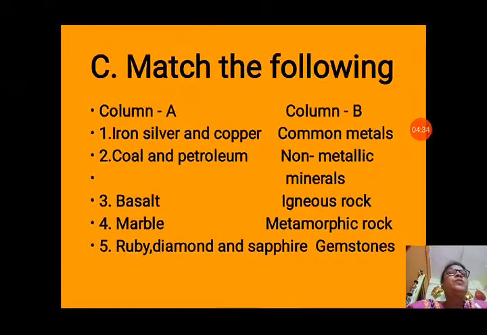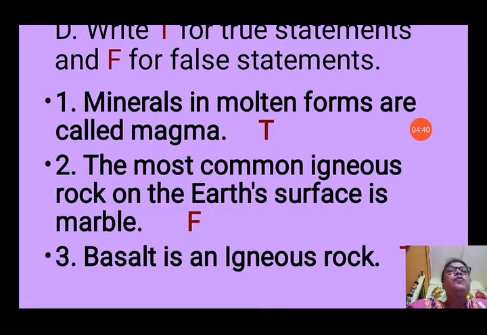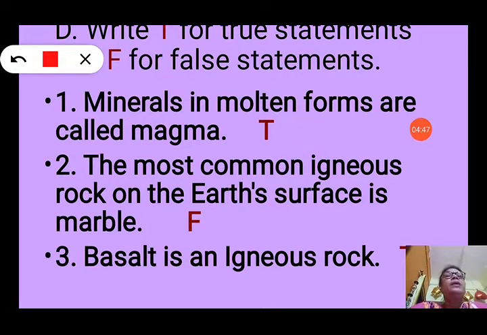Now next question we will see. Write T for true statements and F for false statements. So first number is minerals in molten forms are called magma. So it is true, we have seen previously also that minerals which are formed in the molten state under the earth, these are called magma.